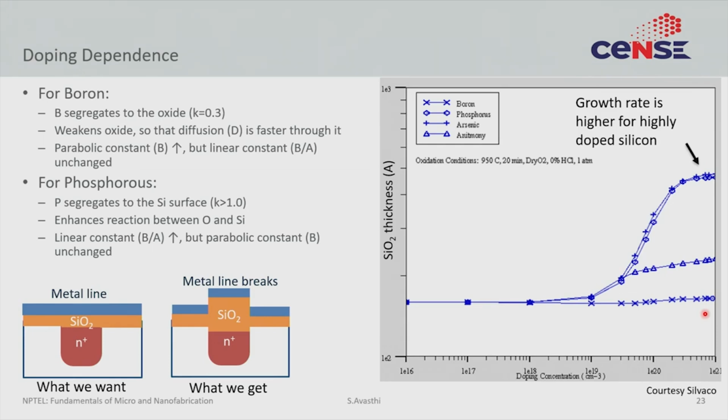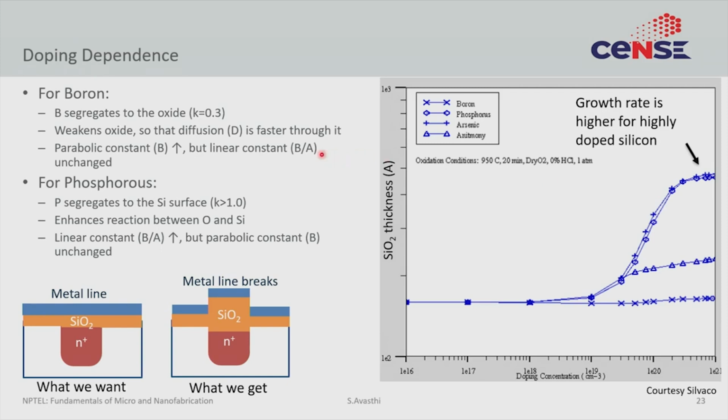And in fact, this enhancement or increase in the growth rate is most severe for N-type impurities such as phosphorus compared to boron. So, boron also slightly enhances, but the phosphorus and arsenic enhance significantly. So, these two curves are significantly higher.